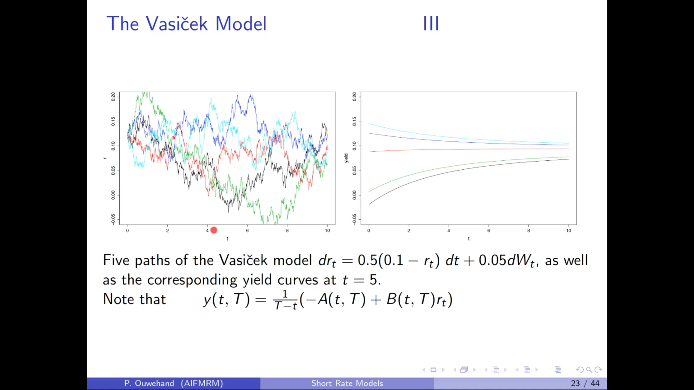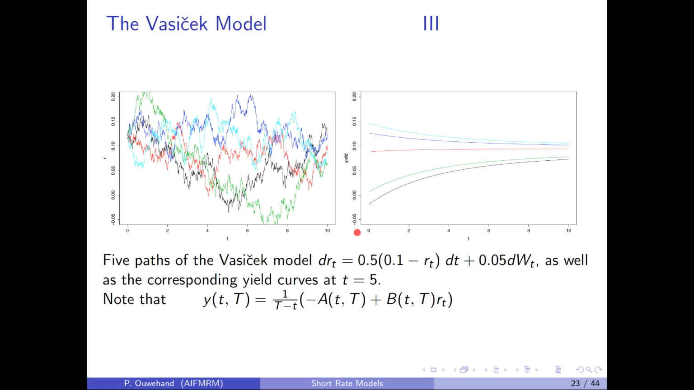So here we have time. On the other hand, here this is not time, this is actually maturity. So this should be a capital T. And these are the yields for all maturities corresponding to the sample paths of the same colors taken at t equal to 5, i.e. at this time here.